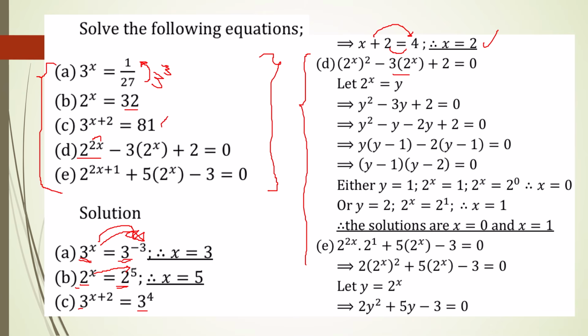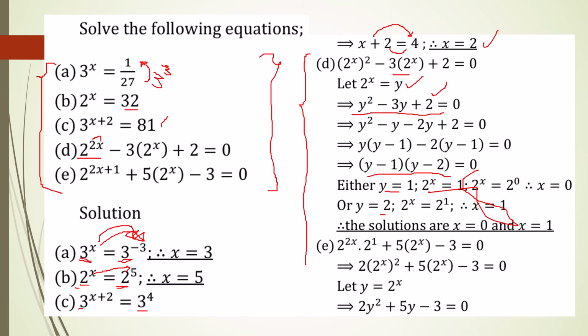So in this case, our 2 power x is going to be equal to y. So when you substitute it, you're going to end up with y squared minus 3y plus 2 being equal to 0. Now this is going to give you a quadratic expression, so you have to factorize it completely. And then you're going to end up with y minus 1 into y minus 2 being equal to 0. So either y is going to be equal to 1 or y is going to be equal to 2. So you bring back the value of x. When we bring back the value of y, it's going to be 2 power x equal to 1.